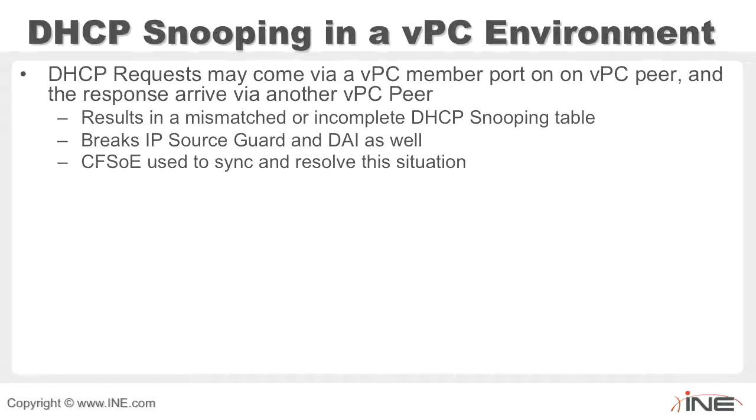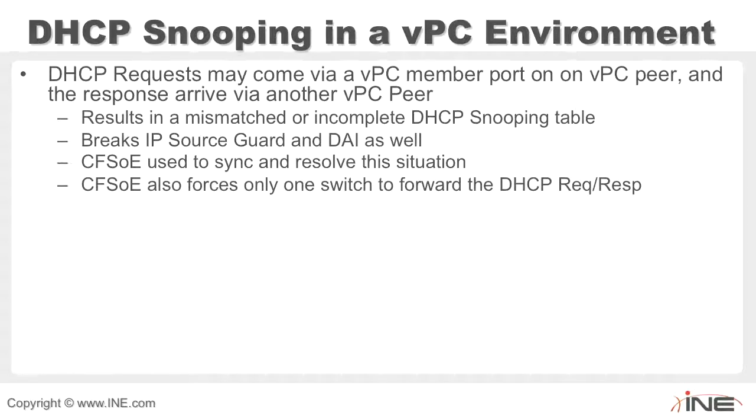So what we use is CFS over Ethernet, which is distributed over Ethernet, not over IPv4. We can do show cfs application to see which applications via the Cisco Fabric Services are distributed over Ethernet versus being distributed over IPv4. We basically use CFS over E to synchronize and prevent this situation from occurring. This also forces only one switch to forward the DHCP request response, and then it synchronizes the other.